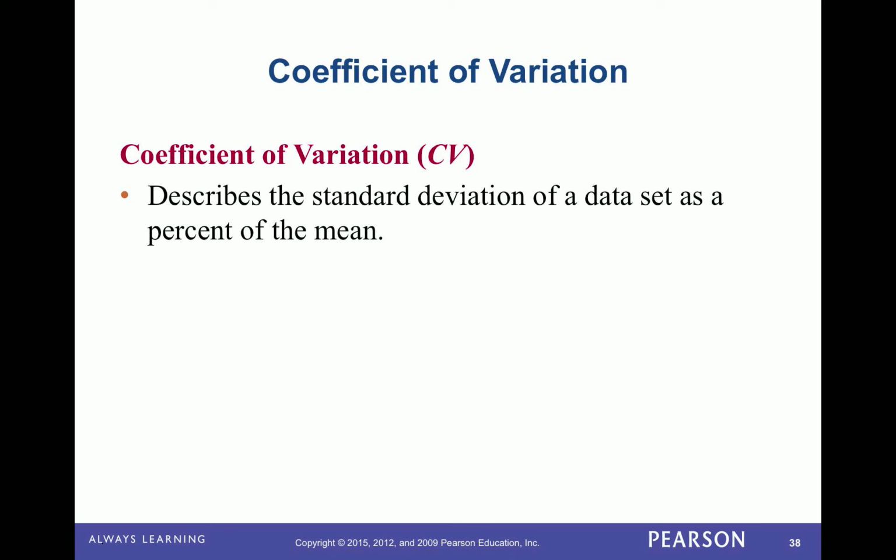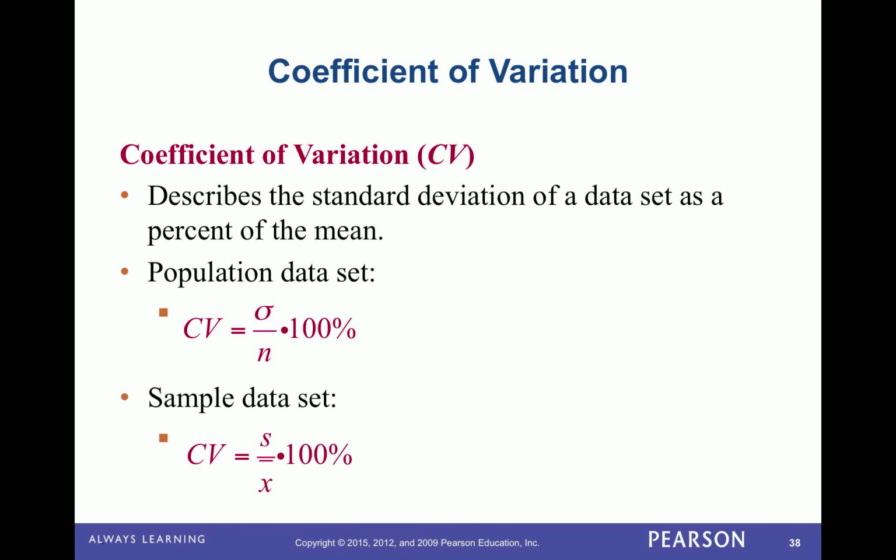Coefficient of variation. The coefficient of variation describes the standard deviation of a data set as a percent of the mean. For a population data set, the population coefficient of variation is sigma divided by mu times 100%. For sample data, the coefficient is s divided by x bar times 100%.